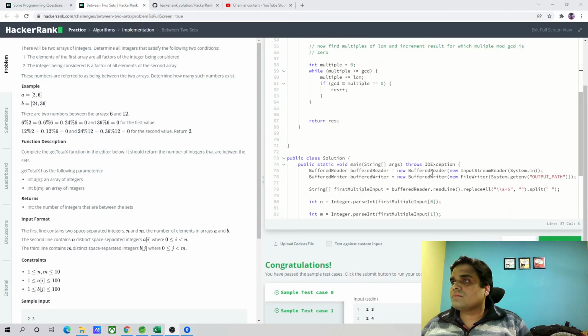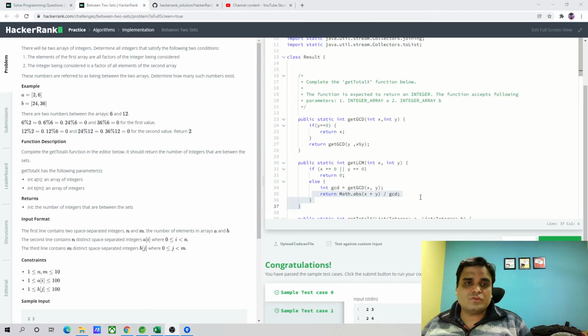So the code, the algorithm is clear. You can find this code in my GitHub repository and go over the code at your own pace.